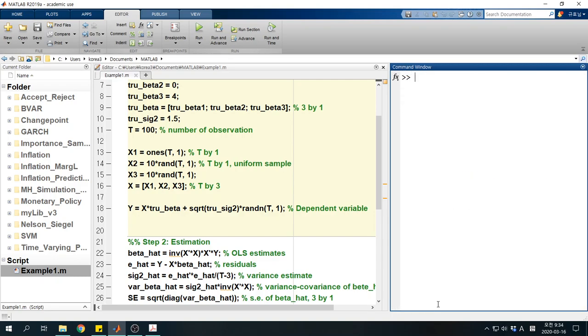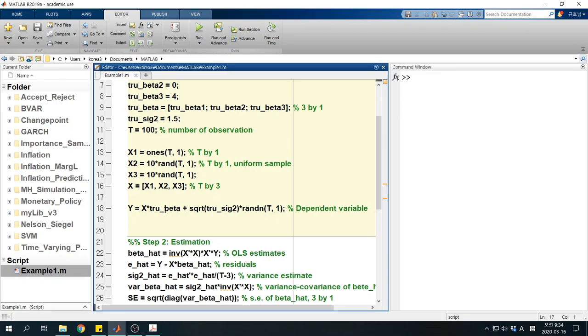Right. So then now we have true beta. Now we have true sigma square, and then here is error terms. Right? Error term has to have mean 0, right? So this is rand n, meaning the standard normal distribution, and its dimension is now T by 1. So now we have capital T standard normal samples from this command, right? So y is capital T by 1 now.